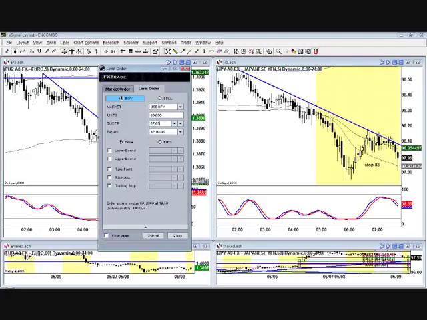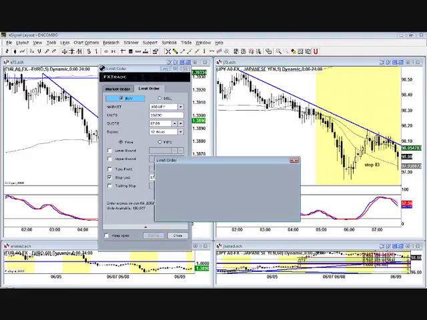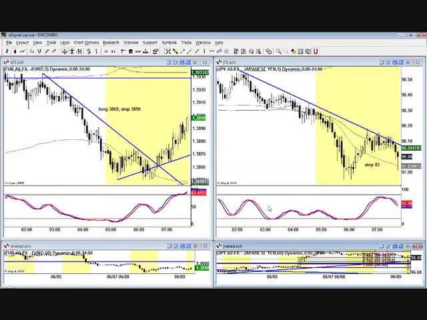So I'm going to put a limit order at 96, stop loss at 83, and let's see what happens. And with a bit of luck we might just get in there. But I think we might have missed it, so there you go.